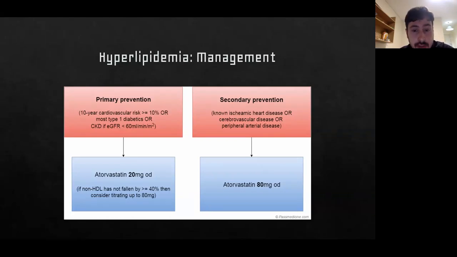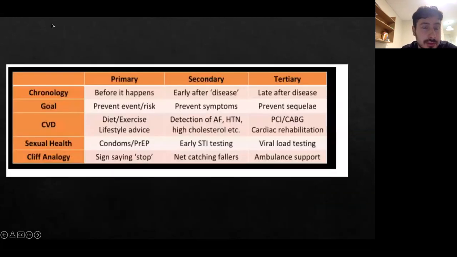And then you monitor him with blood tests. If this certain marker has not fallen, then titrate upwards. But there is a different dose for secondary prevention, and this is following an event. So if he's had an MI and you're starting secondary prevention, you do atorvastatin 80 mg. So this could also come up in SBAs, and so you should know the difference between primary, secondary, and tertiary prevention.